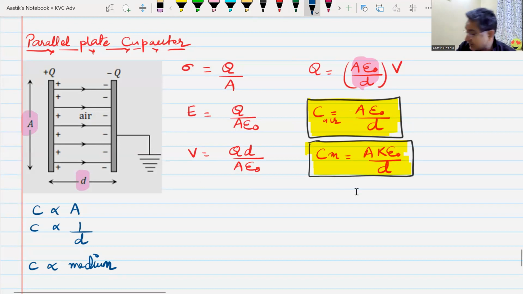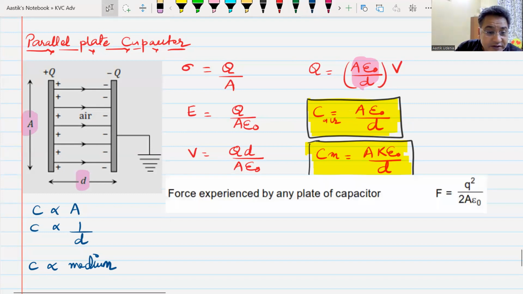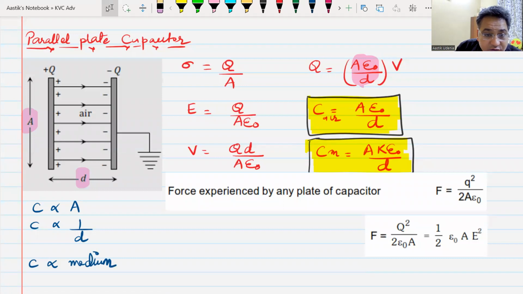Also, sometimes they might ask you what is the force between the two plates. So I will also give you the formula for that force. The force between the two plates is Q square by 2A epsilon naught. You can write it down. And this force can also be written as half epsilon naught E squared A. I'm giving you all these formulas together so that at one place you can read and remember all these formulas.